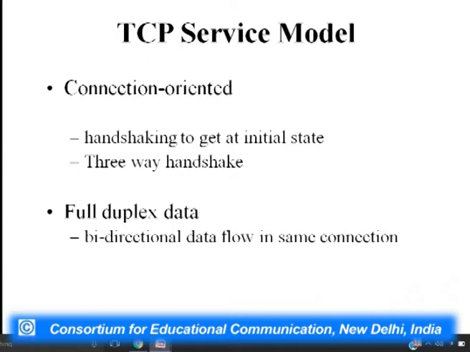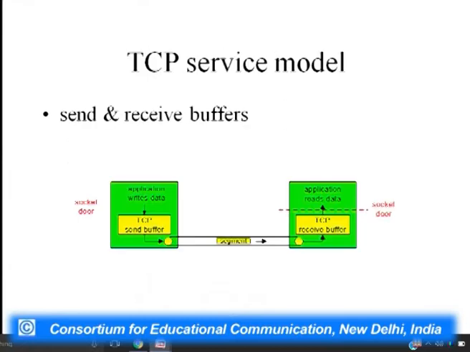That means, at the same time, data can be transmitted in both directions simultaneously. If host 1 is transmitting data to host 2, at the same time host 2 will be transmitting data to host 1. So, it is two-way communication simultaneously. That means it must use two channels at one go.